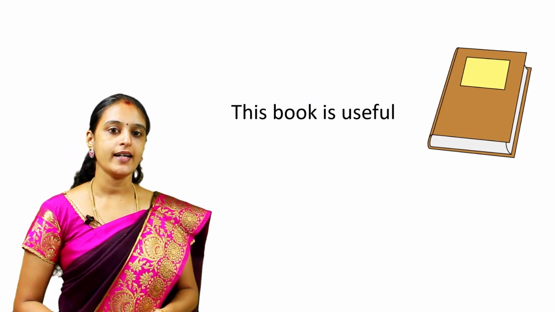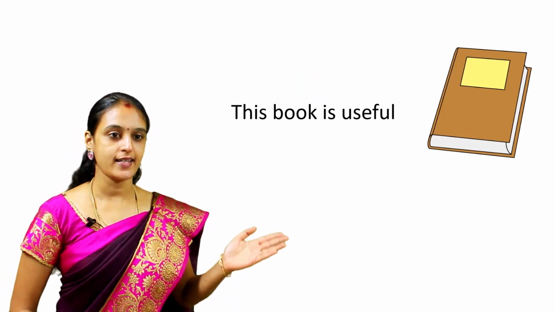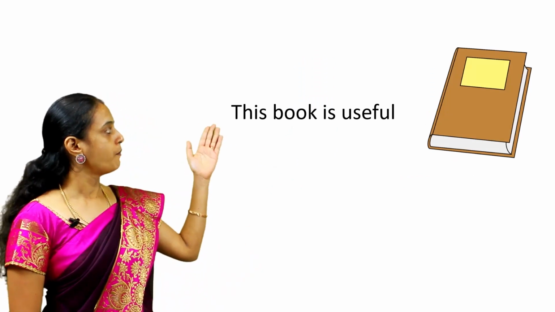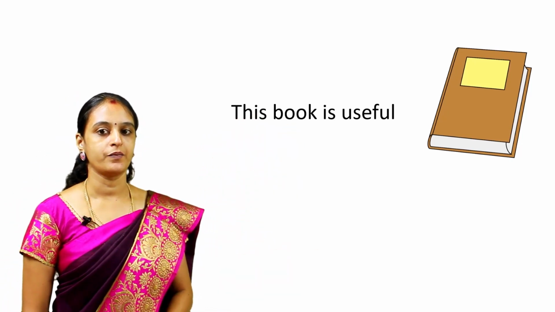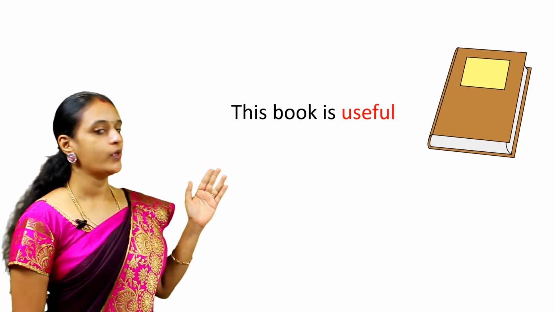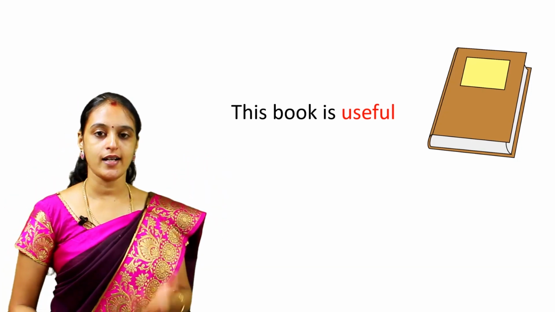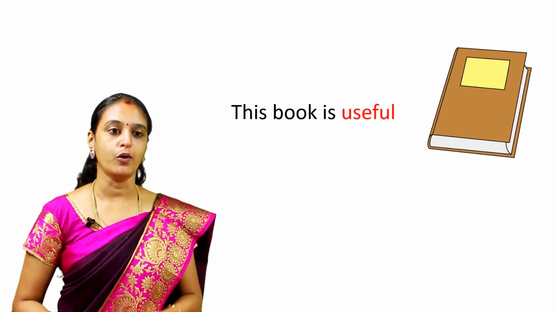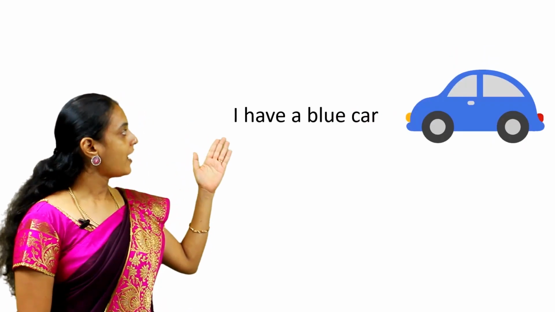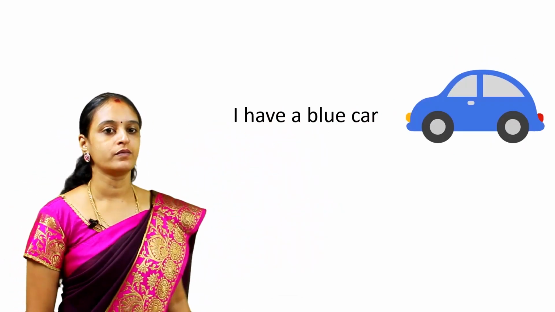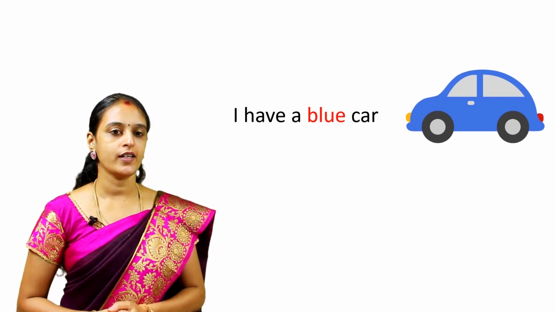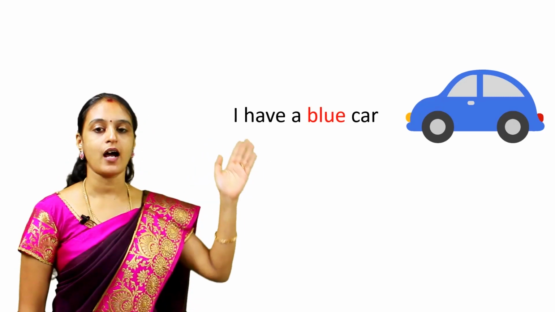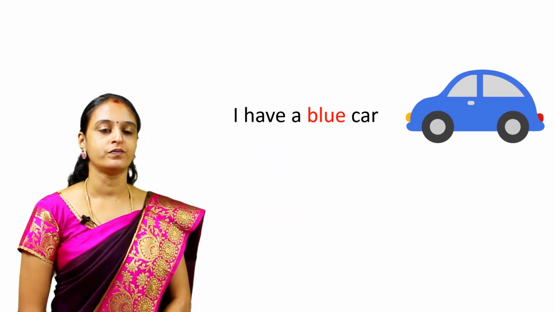Okay students, identify the adjectives from these sentences. This book is useful. Which is the adjective here? Yes, useful is the adjective which tells about the usefulness of the book. I have a blue car. Can you find out which is the adjective? It's blue. Here, blue tells about the color of my car.